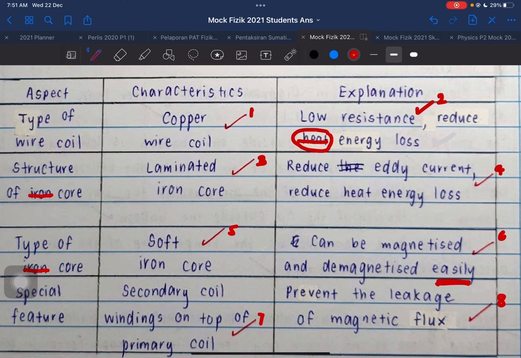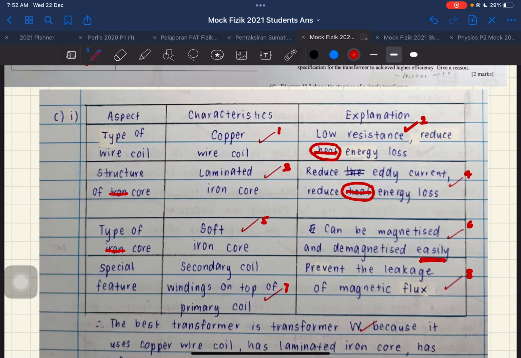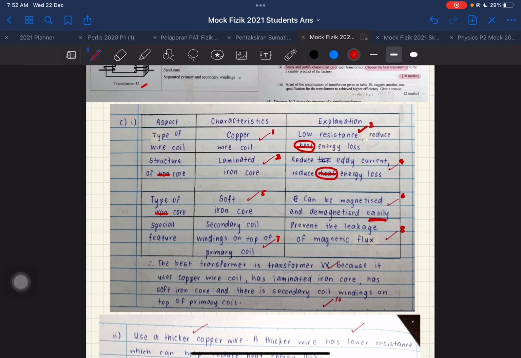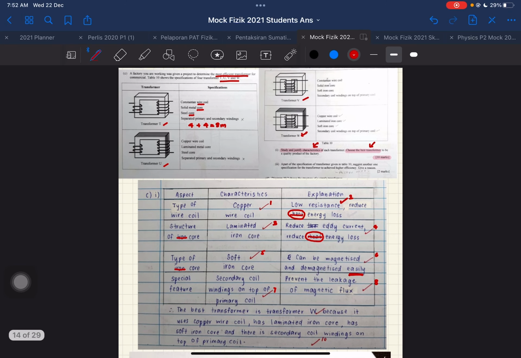Same goes to this also. Reduce eddy current, reduce heat energy loss. No need to write heat here. Just write reduce energy loss. Faham? Okay, next one.